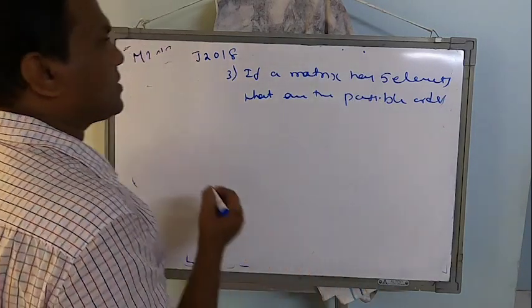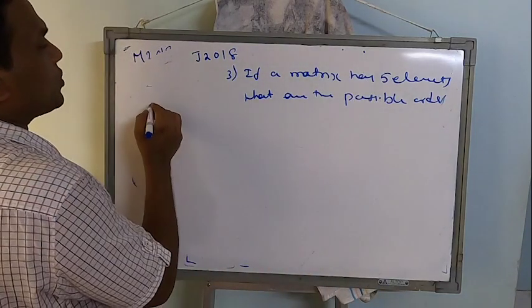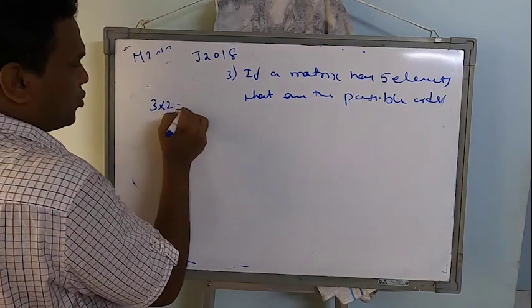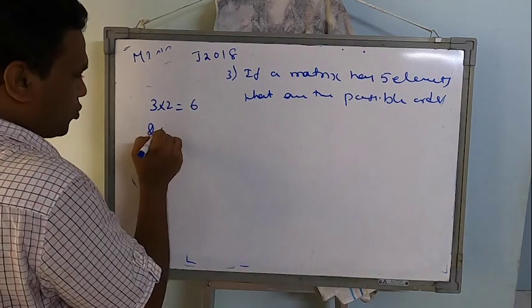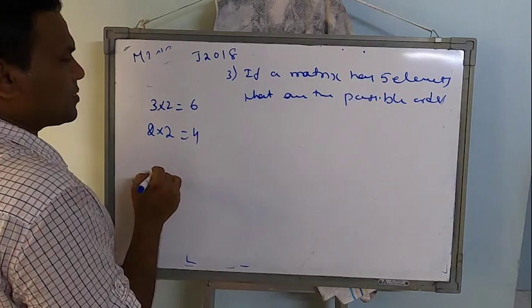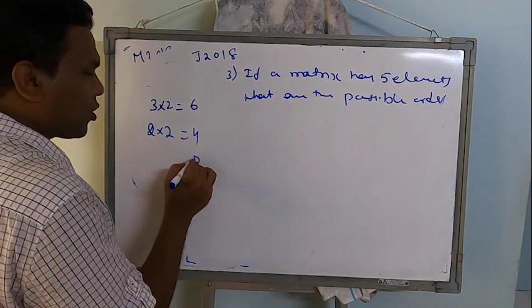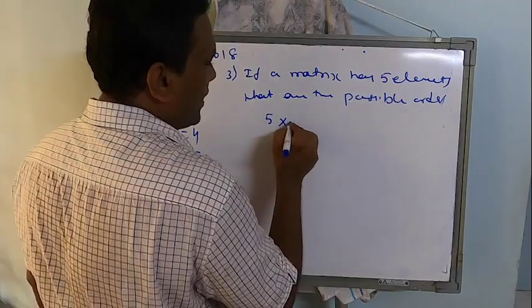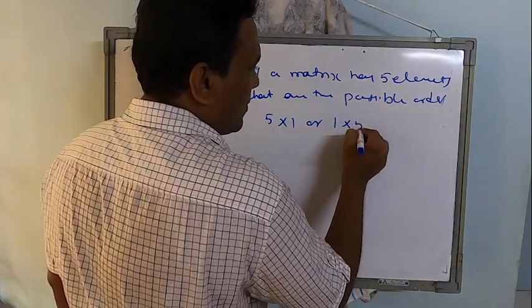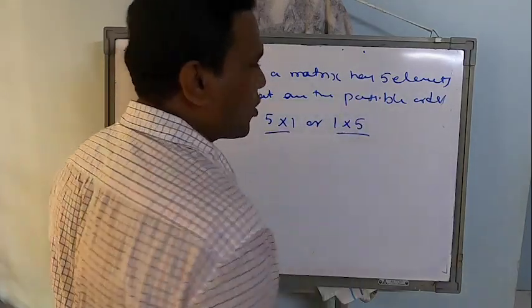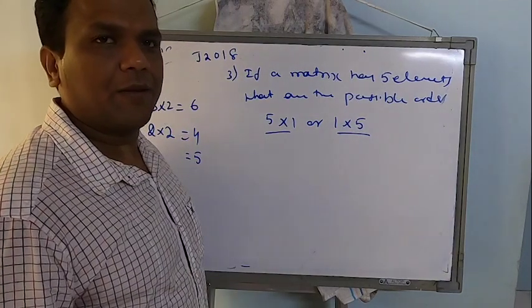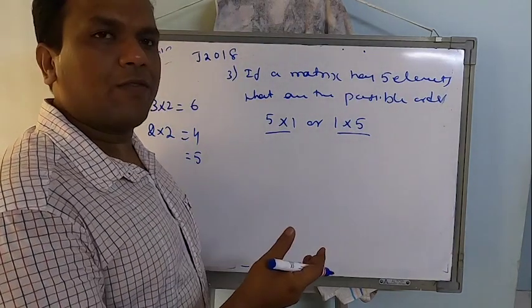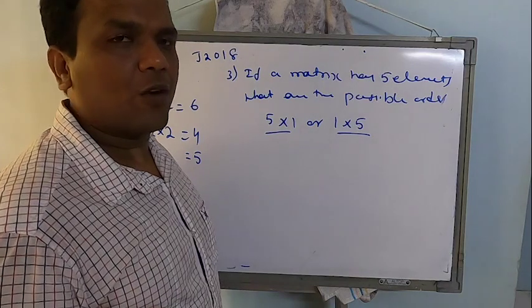We know what it means when a matrix has 5 elements. A 3 cross 2 matrix will have 6 elements, a 2 by 2 matrix will have 4 elements. So a matrix is already having 5 elements. What should be the order? The order has to be 5 by 1 or 1 by 5. Only in this case the product of these 2 numbers will give me 5. So it should be 1 by 5 or 5 by 1. That's all you have to mention.